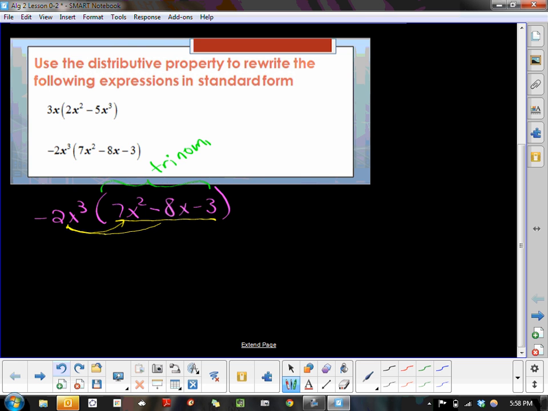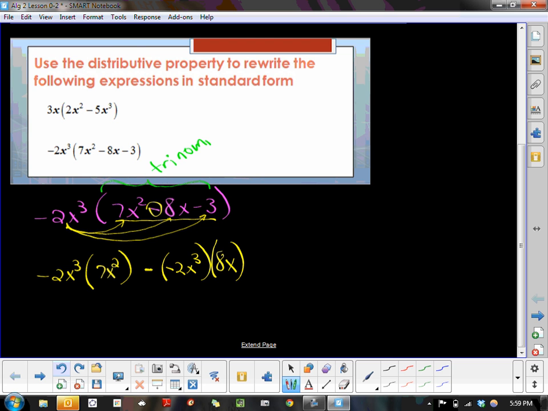I like to draw these arrows because it makes my mind think about multiplying over the addition and subtraction. So I'm going to take this negative 2x cubed and multiply it by the 7x squared. Then I'm going to take the negative 2x cubed times the negative 8x. There are lots of ways to interpret how you want to do that. This is the way I chose. I chose to interpret this as a subtraction sign, then the negative 2x cubed times the 8x. Then the next one I have is another subtraction sign.